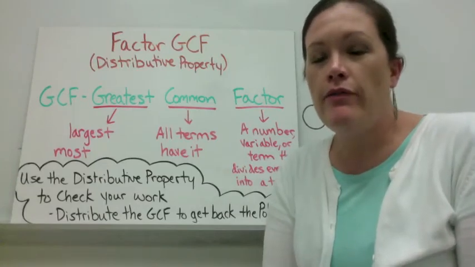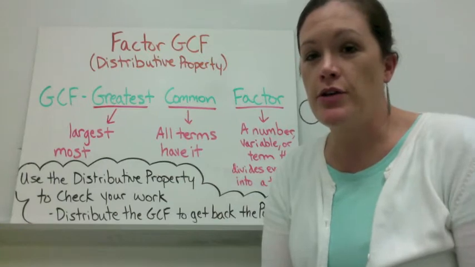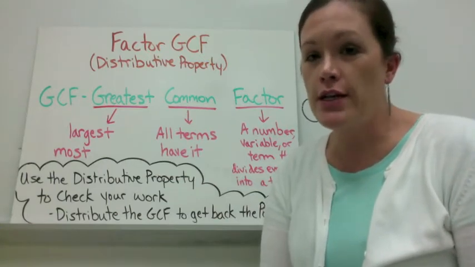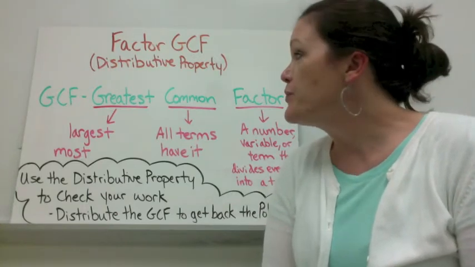Let's talk about factoring polynomials. So the first type of factoring we want to talk about is factoring out the GCF. GCF stands for greatest common factor. So let's break down those three words.